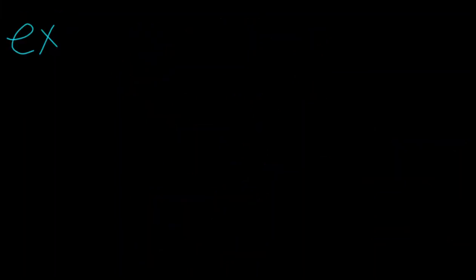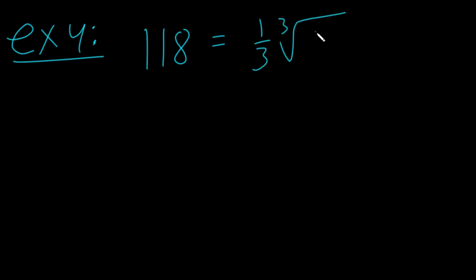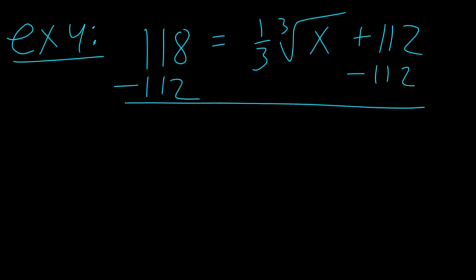All right, here we go. Here is example 4. And for example 4, we have 118 is equal to 1/3 cube roots x plus 112. Now you might see these large numbers, you might feel concerned. Don't worry, you have your calculator, all right? Desmos Scientific Calculator. No stress. From here, we get rid of our addition first. Minus 112, minus 112. 118 minus 112 gives us 6 is equal to 1/3 cube roots of x.